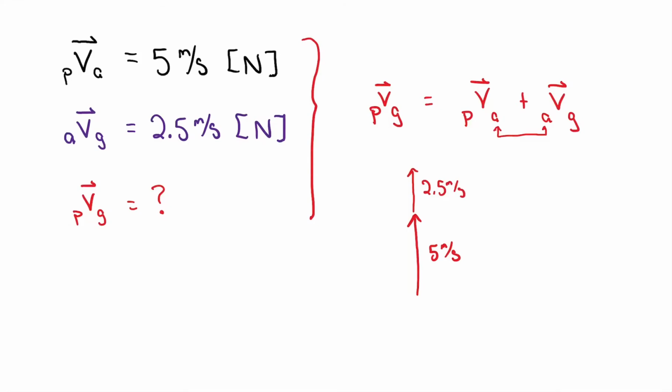The answer is a line that connects the very, very start to the very, very end. I'm going to move aside a bit so I can see it better. So again, just literally adding them up. The answer to this one is 7.5 meters per second, and it happens to be pointing north.